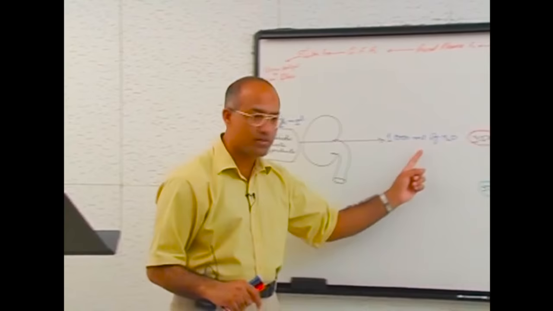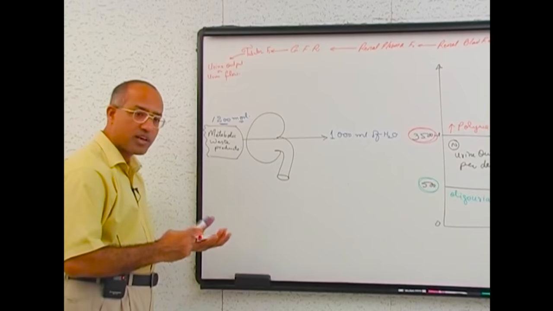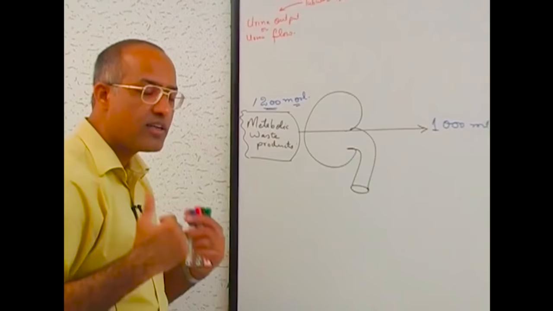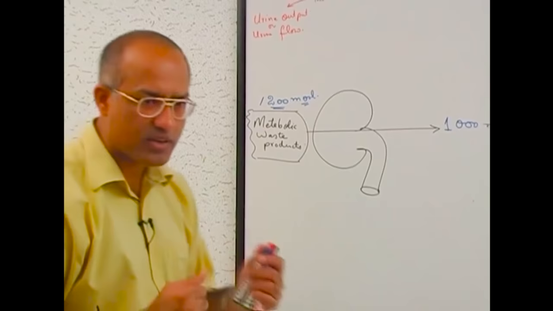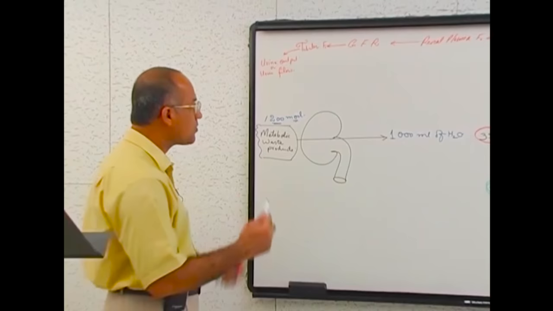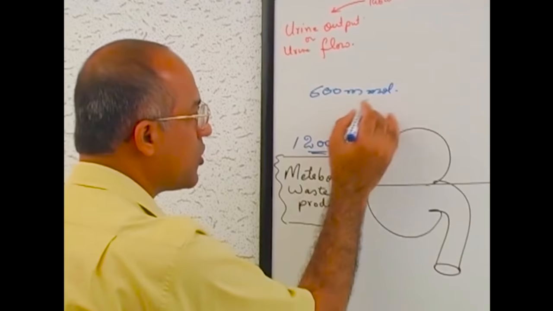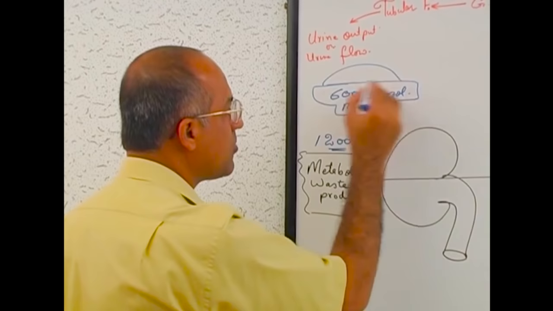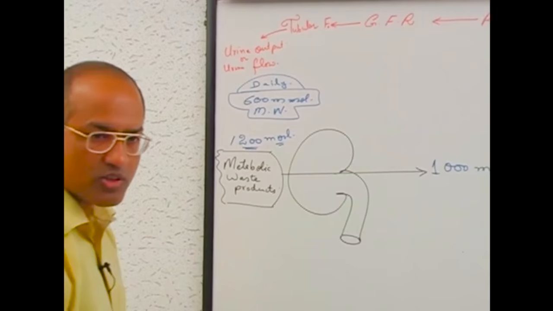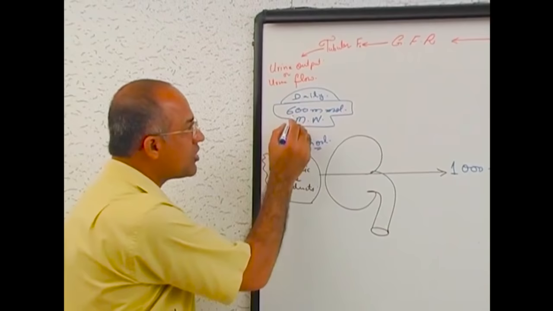Is that right? Now listen carefully. In a normal person, how much metabolic waste is produced per day? In a normal person of 70 kg weight, with normal physical activity and an average, normal diet, such a person normally produces daily about 600 millimoles of metabolic waste. So daily you are producing metabolic waste of around 600 units.